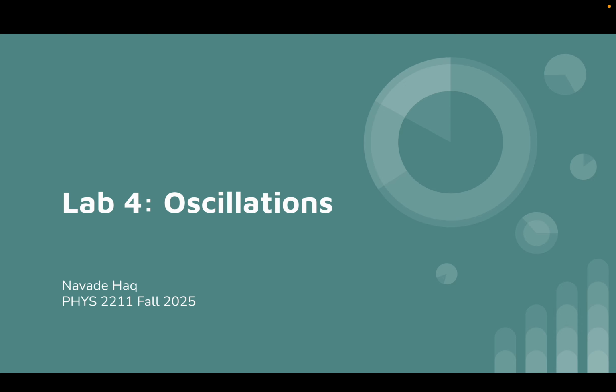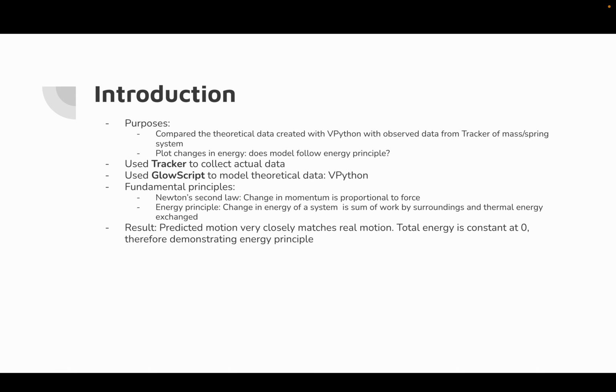8, and this is my presentation for Lab 4. In this lab, I analyzed a two-dimensional spring mass system. I compared theoretical data from a GlowScript VPython model with observed X and Y data from Tracker. I will show how the model follows the energy principle by plotting kinetic, gravitational, spring, and total energy.